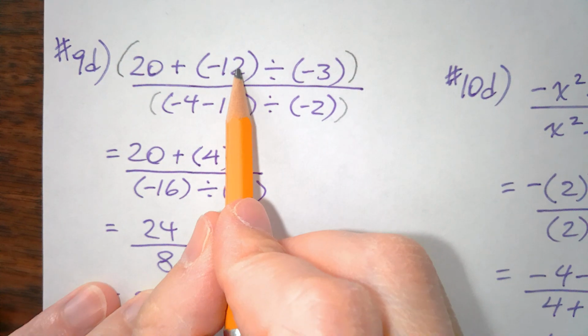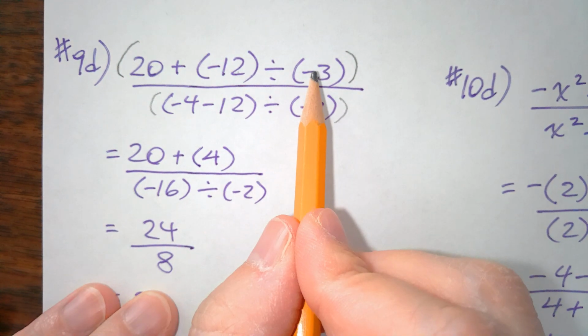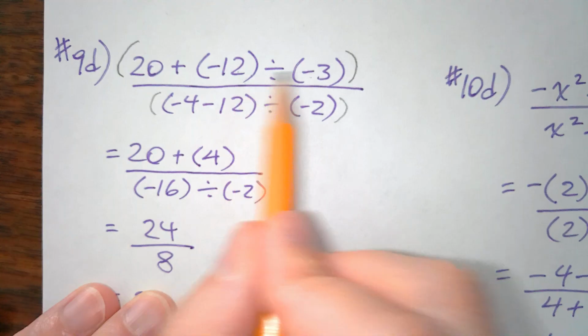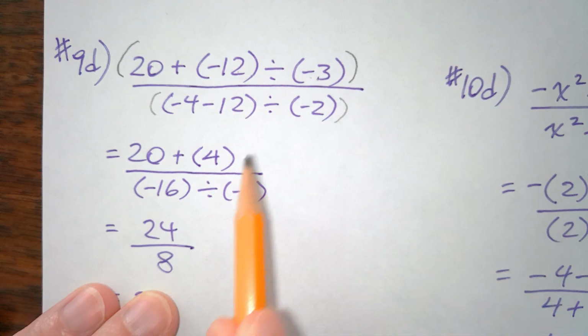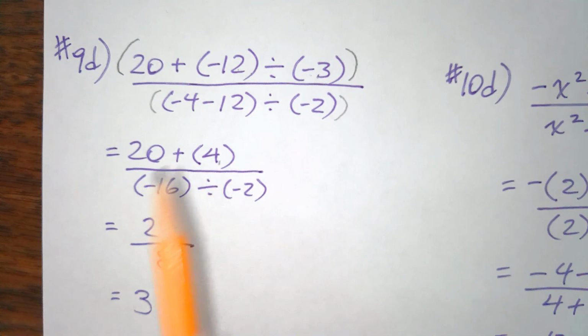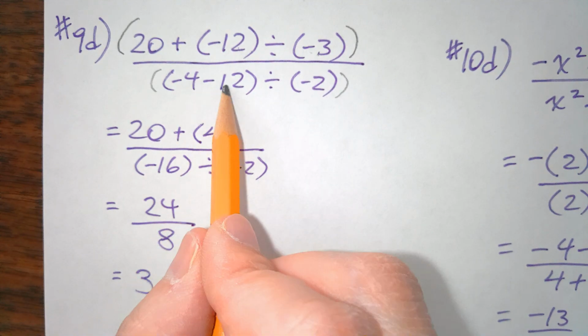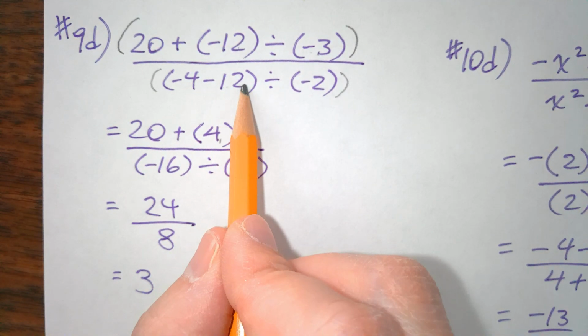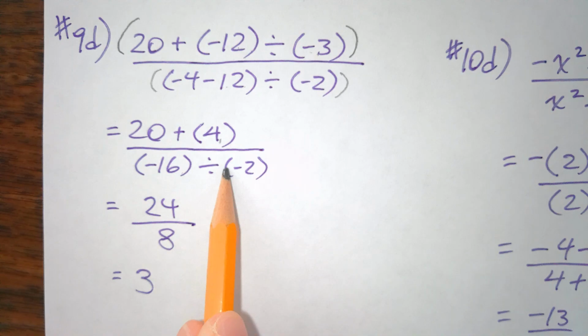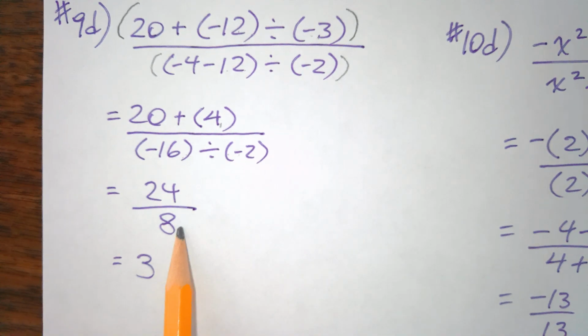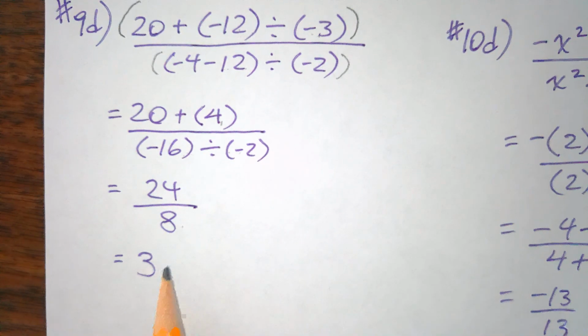Okay. Math tells us to divide first. So negative 12 divided by negative 3, two negatives make a positive, so you get the 4. Then negative 14 minus 12, you get negative 16. So then when you divide, 24 divided by 8, you get the 3.